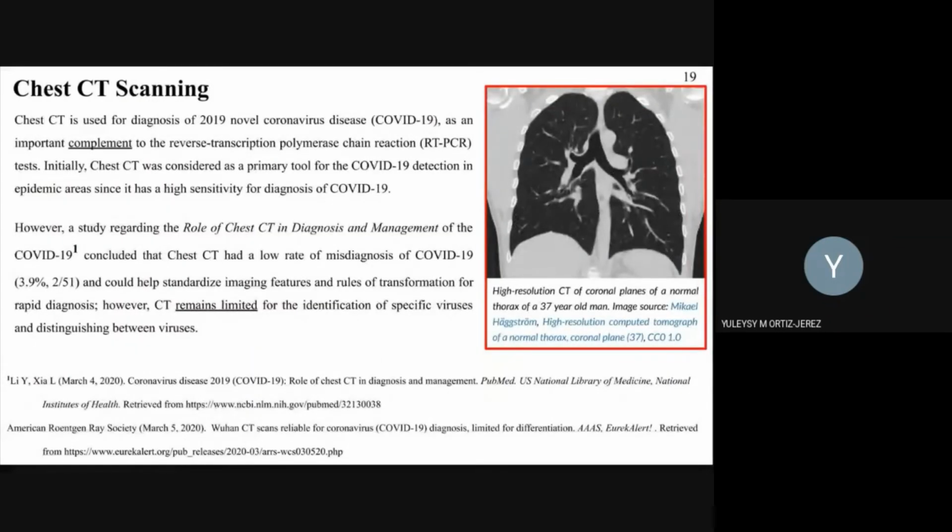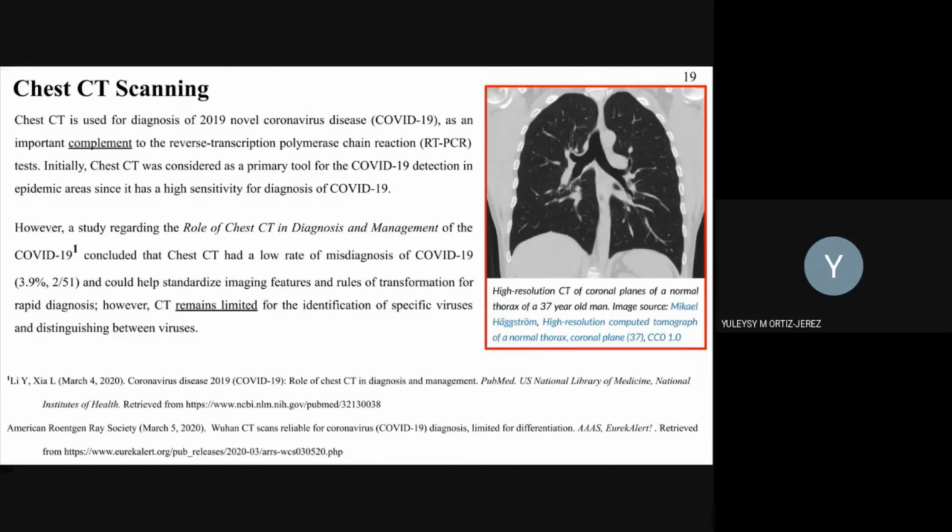So chest CT scanning was a test that was used as an important complement to the test previously discussed, the RT-PCR test. On the other hand, initially it was considered as a primary tool for the detection of the virus due to its high sensitivity for diagnosis of COVID-19.